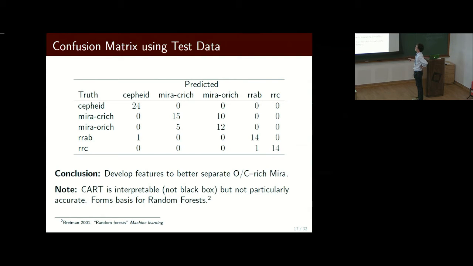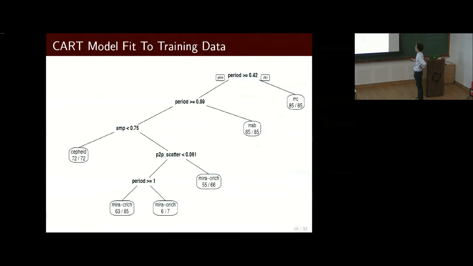So this is an actual RRAB that's classified as a Cepheid. I think what happened was, if you go back here, it could be that it had a particularly long period for an RR Lyrae. So you had a test RR Lyrae that had maybe the longest period of all RR Lyraes in the set. And so the split was made at a period that was possibly a bit too small.